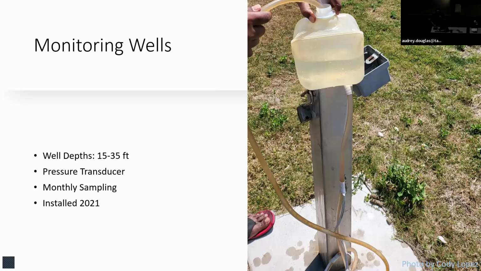They go about 15 to 35 feet under the ground. Each monitoring well has a pressure transducer inside of it, which is a little tiny probe that just records the water level of each well. And they take a reading about every 30 minutes. And we've had them in there since about 2021. So we've got lots of data to work with.